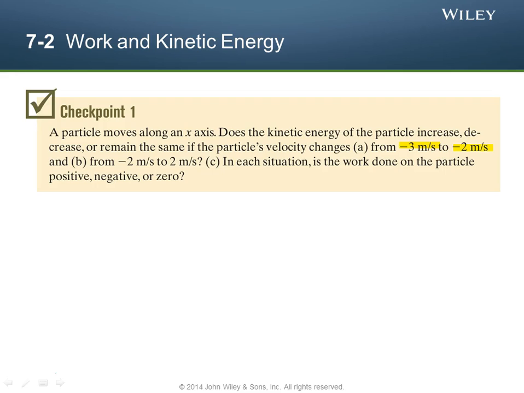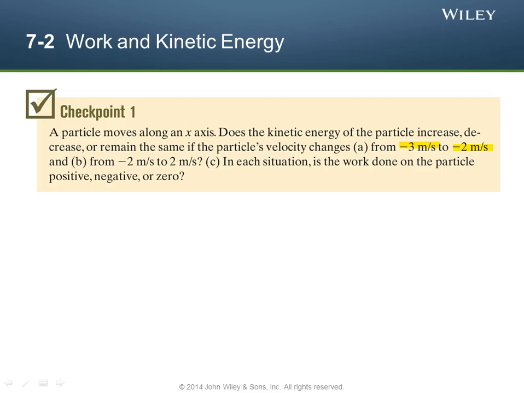A way that you can depict this is that the object is moving to the left. If it's moving to the left at 3 meters per second, and then now it's moving to the left at 2 meters per second, there had to be a force to the right. If it's moving to the left and our force is to the right, these are in opposite directions, so negative work has to be done in this situation. So we're decreasing our energy, and negative work has to be done.